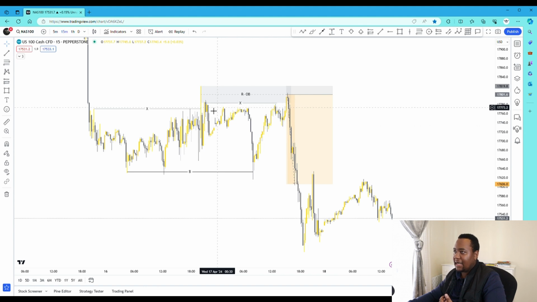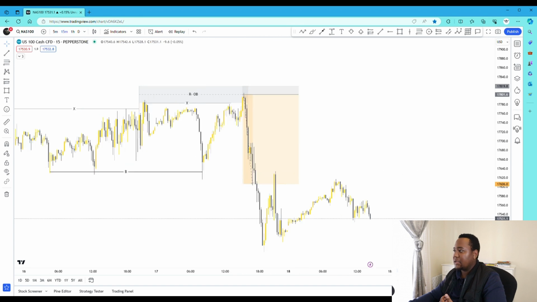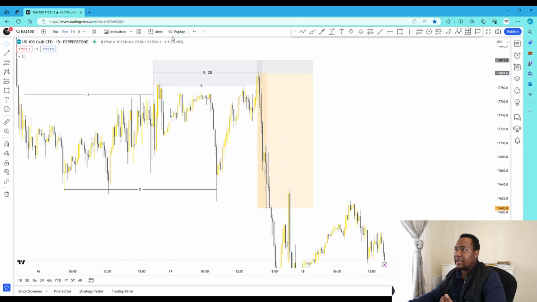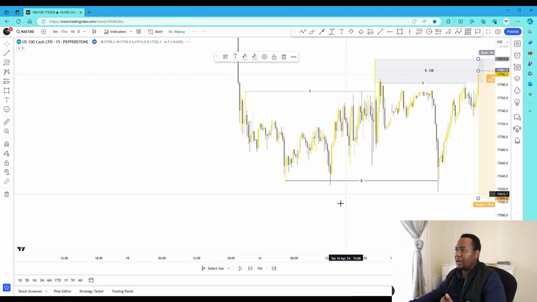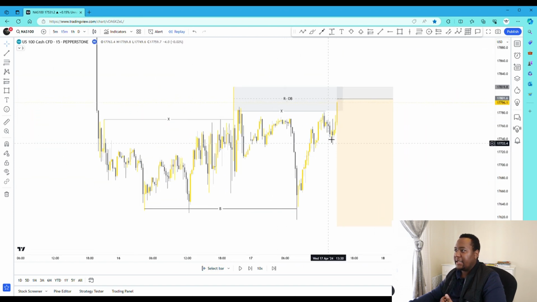I did see this high over here, and I know a lot of people would have targeted those highs. In fact, as the market, let me just play it back. You can see I do have my playback tool right now. So as you can see, the market did actually take that liquidity over there, being this high. A lot of people could have expected that.